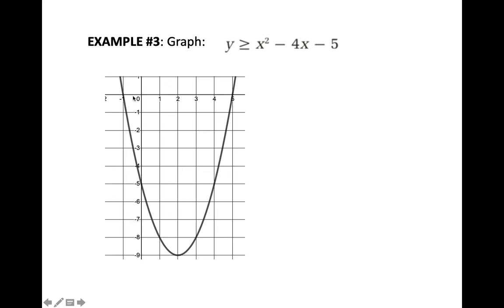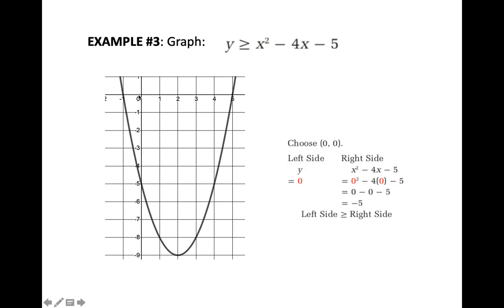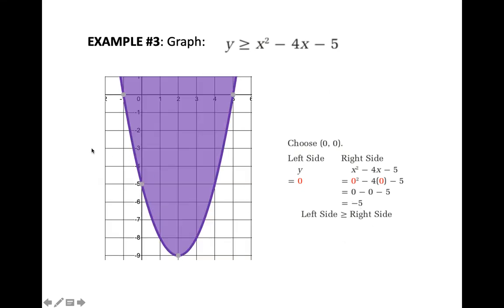Let me double check and see if I have some answers. Let's use 0, 0. Looks like it should be the right one. Plop in a 0. 0 is greater than or equal to -5. Sure enough, that is true. And so our solution region is on the inside of our graph.